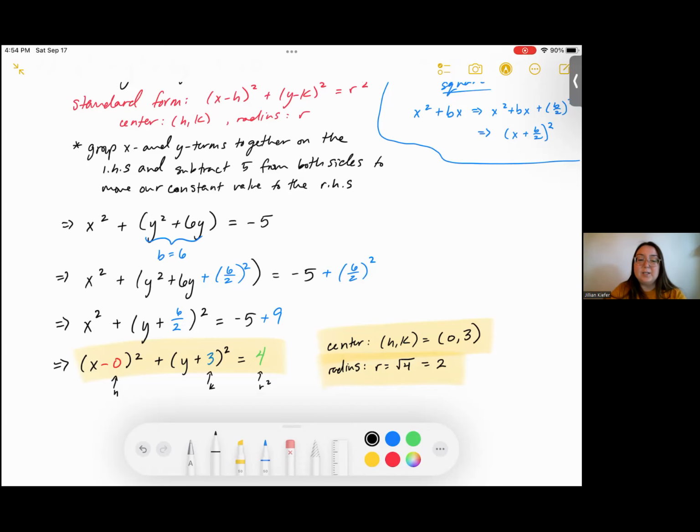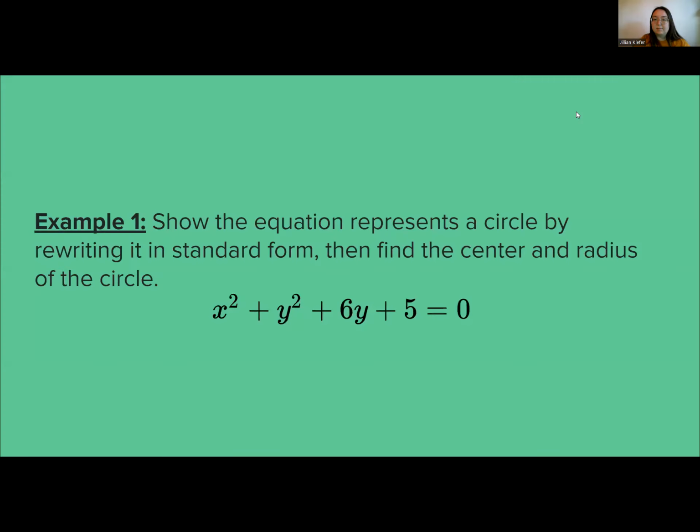Also, as we see here, the radius works out pretty well. Square root of 4 is 2. That may not always be the case. You could have something equal to 13, and the radius would be the square root of 13. You could find that decimal value, or you could just leave it as the square root of 13. And either way, that would be totally okay. So just a few notes about problems like these. Since we finished up example 1, we'll go on to example 2.